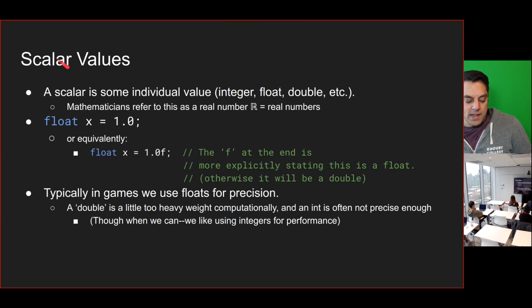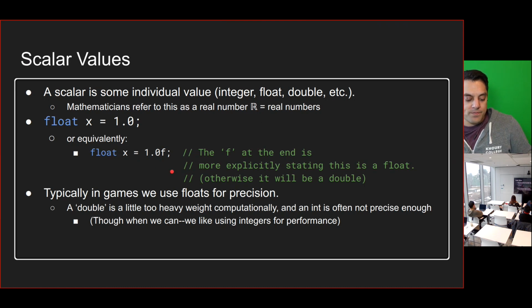A single number is a scalar. And typically, you'll see me use floats in this course anytime we need a decimal number, because that's precise enough in a game. You might use doubles for more precision in a graphics application, but a float's good enough for this course and most games, so that's what we use.